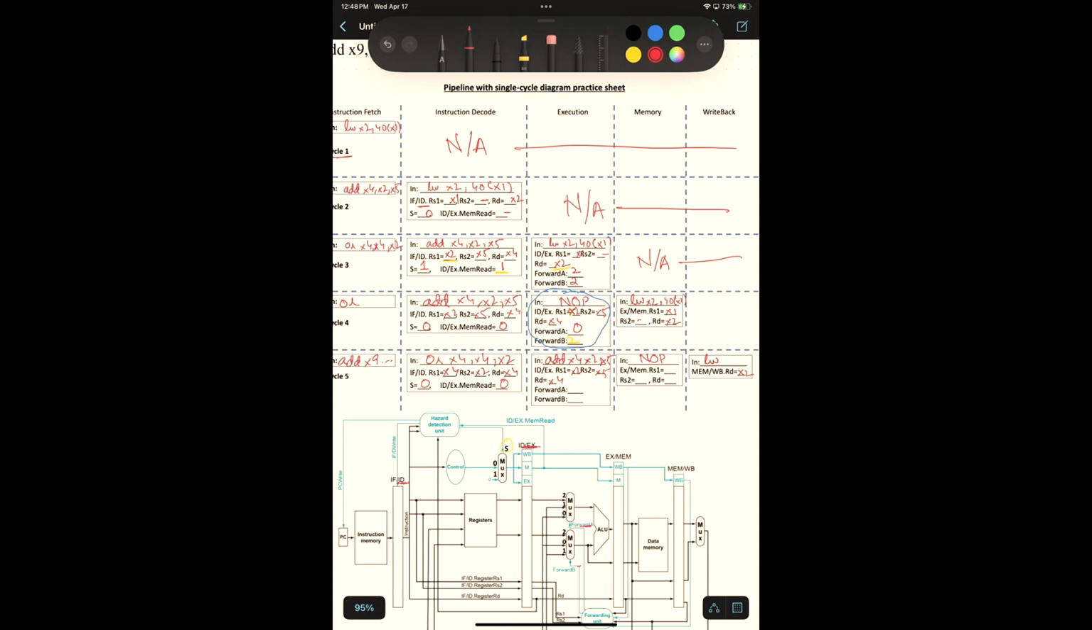Now you need to fill out the forward A, forward B values of this one and turn in the sheet. You have to fill it up yourself, okay? And the bonus quiz is based on these questions. You have to do it individually.